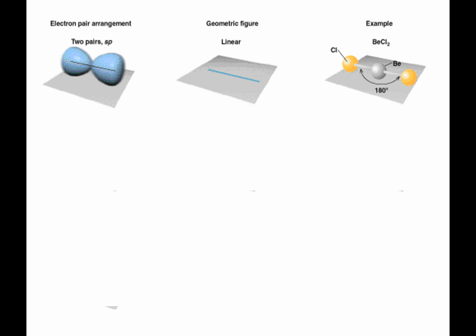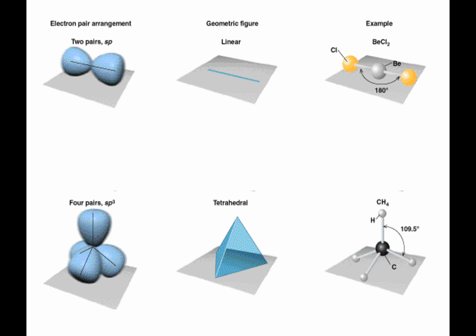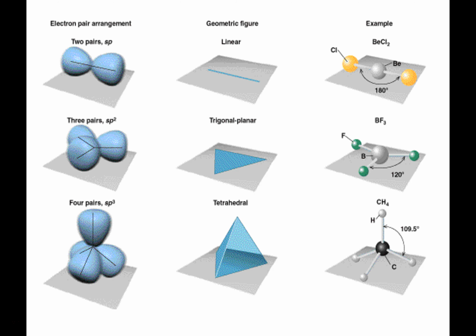This is similar to what I talked about. I feel like I have a lot of slides that do the same thing, trying to show you the shape around an atom. So this is sp orbital hybridization. This is sp3 orbital hybridization. And this is sp2 orbital hybridization.